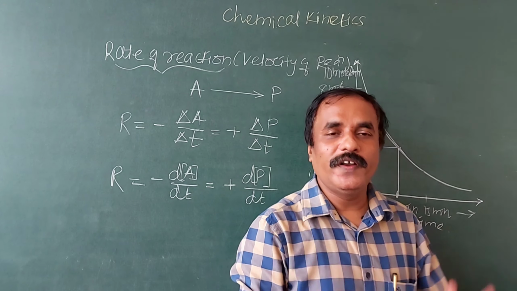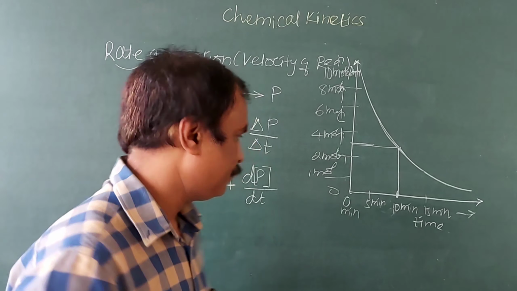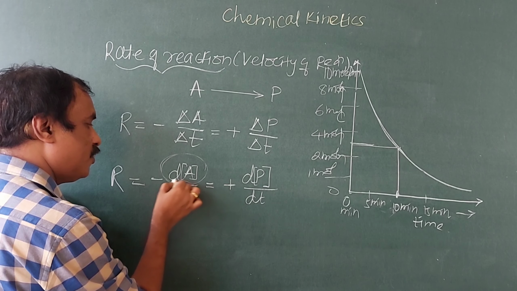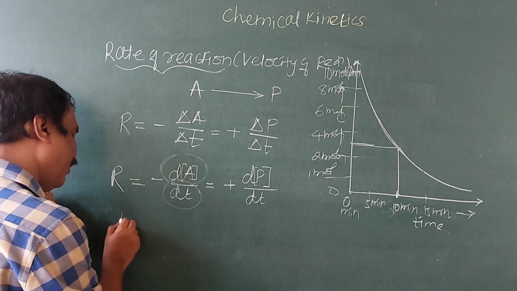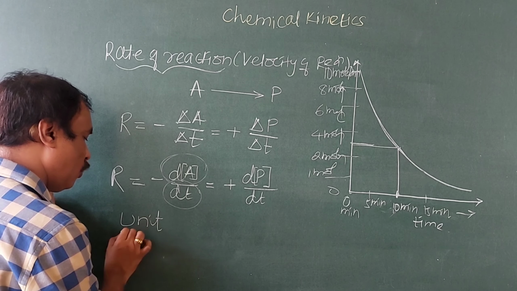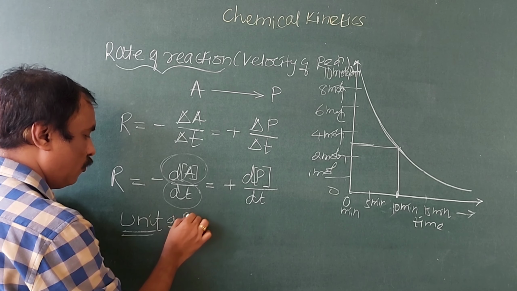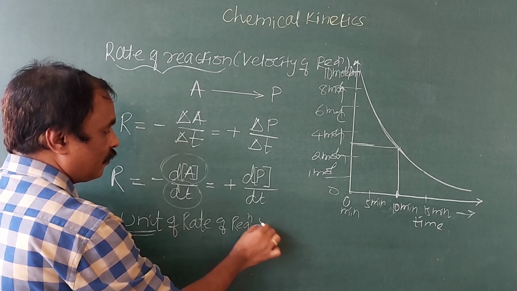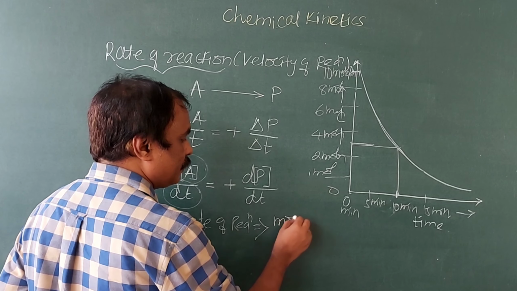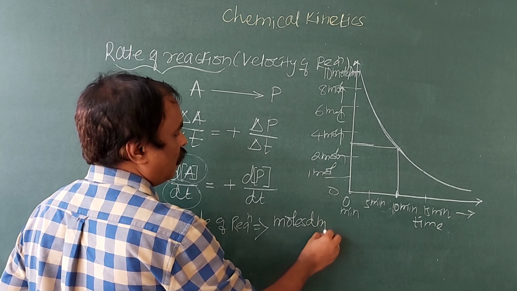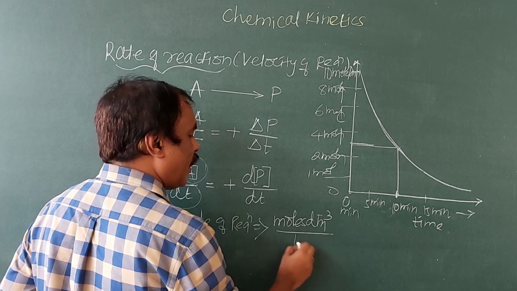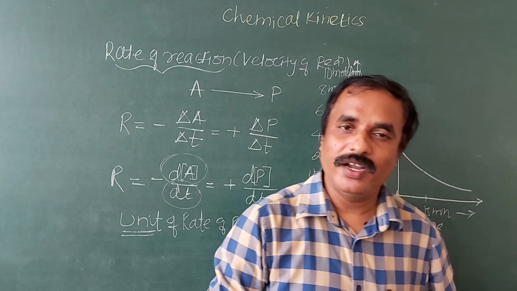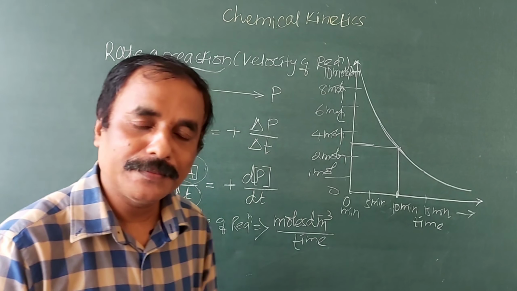Now tell me, what is the unit of rate of reaction or velocity of reaction? Here in the numerator there is the term concentration and in the denominator there is time. So we can write the unit. This is very important for any competitive exam. Unit of rate of reaction is equal to what? Moles per dm cube upon time, and moles dm to the power minus 3 time inverse is the rate of reaction.